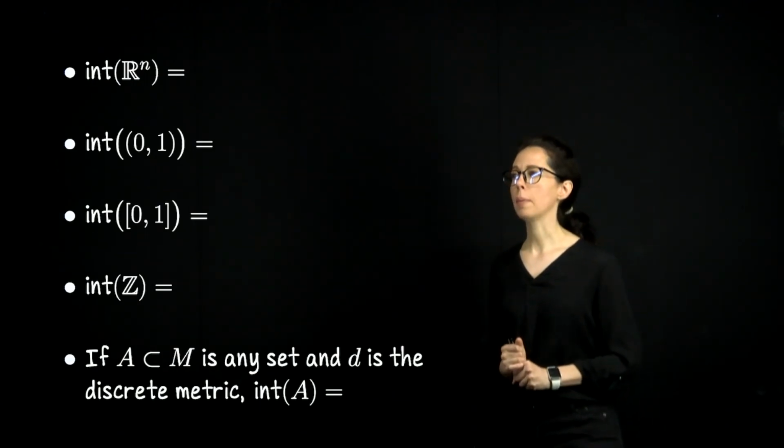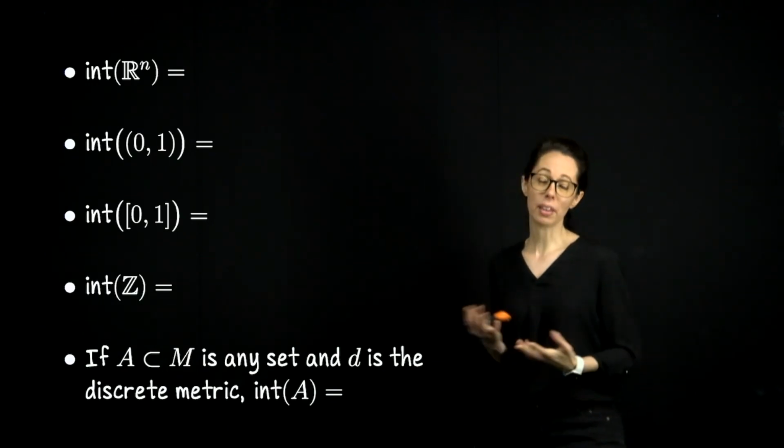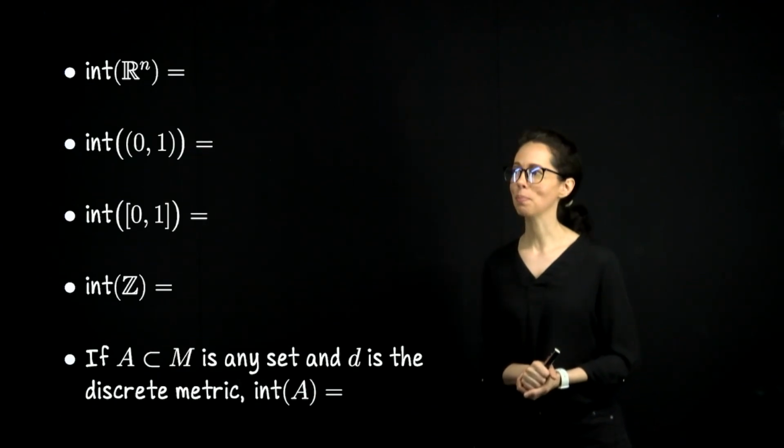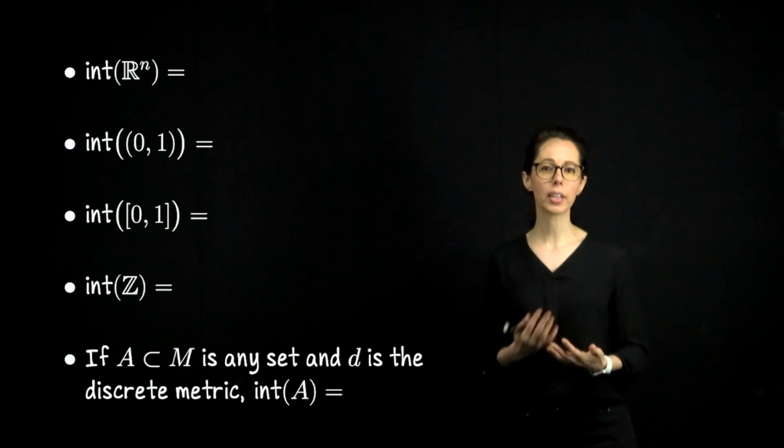Okay, let me do the first one. And then I would like for you to pause and think about examples 2, 3, 4, 5 if you like. Take them as far as you can. So for this first one, we are looking for the interior of Euclidean space Rn.